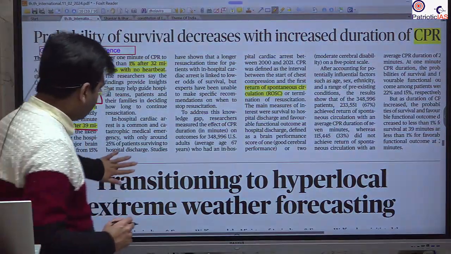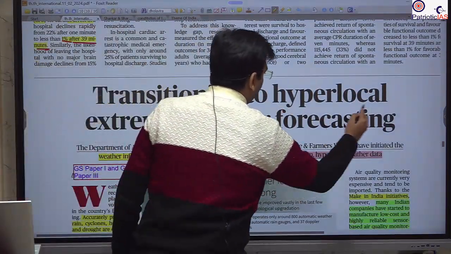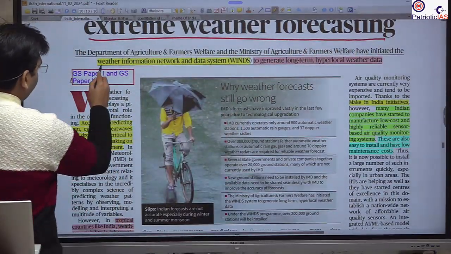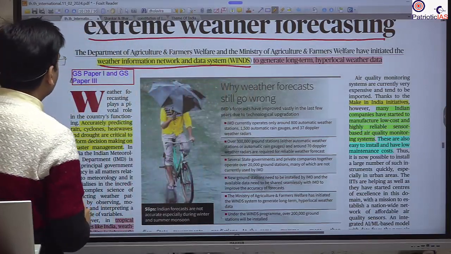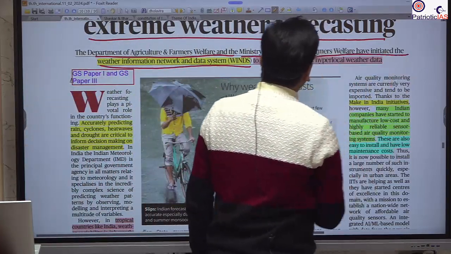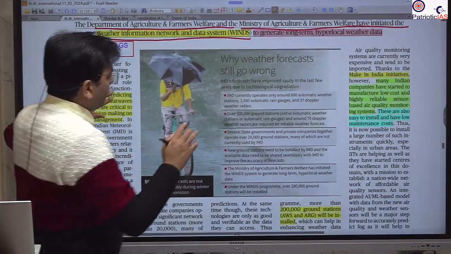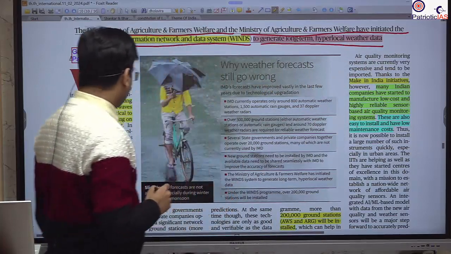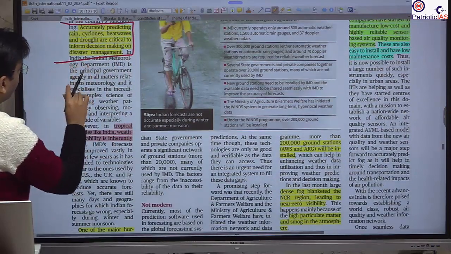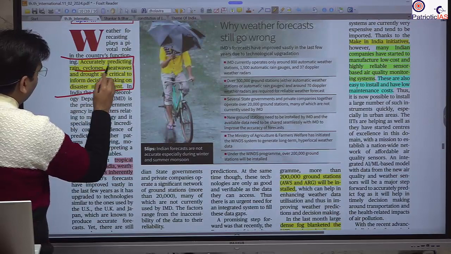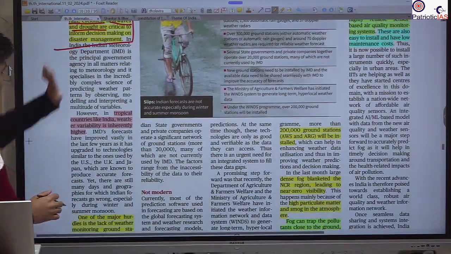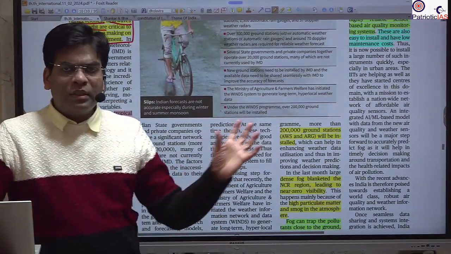Next important news that we will take is with respect to the hyper local extreme weather forecast. In short form, it is given the name WIND. This is the Weather Information Network and Data System, and it will be under the Department of Agriculture and Farmers Welfare. This is also under the Ministry of Agriculture and Farmers Welfare. So what will it give? It generates long-term and hyper-local weather data. You can start with whether this forecasting is important. It is important because whenever there is a cyclone or heavy rain or heat wave or drought, they are critical, and it will provide a proper tool for better disaster management.